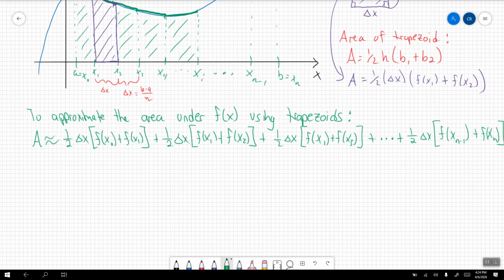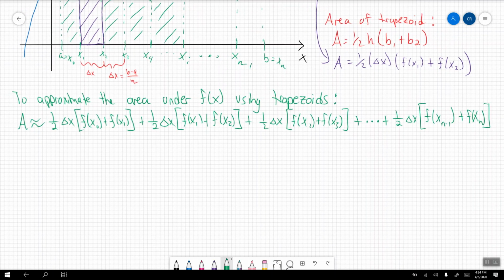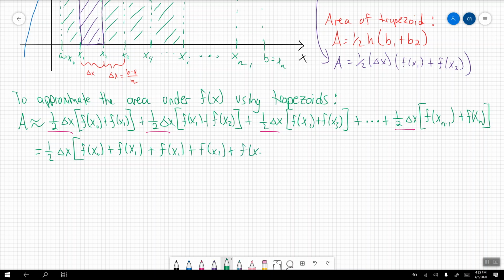Now, once we have all this, we can actually reshuffle all of this. Notice that every single term has a 1/2 delta x. Because every single term has a 1/2 delta x, I'm going to factor that out. So I'm going to say that this is all equal to 1/2 delta x. What remains here is just f of x sub naught plus f of x1 plus f of x1 again plus f of x2, plus, hey, there's f of x2 again, plus f of x3. And then this is all just plus dot dot dot plus f of x sub n minus 1 plus f of x sub n.